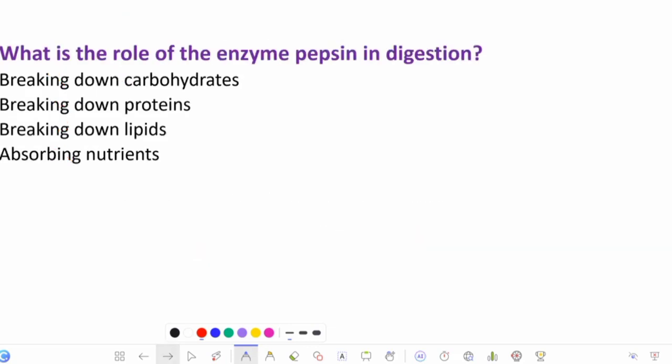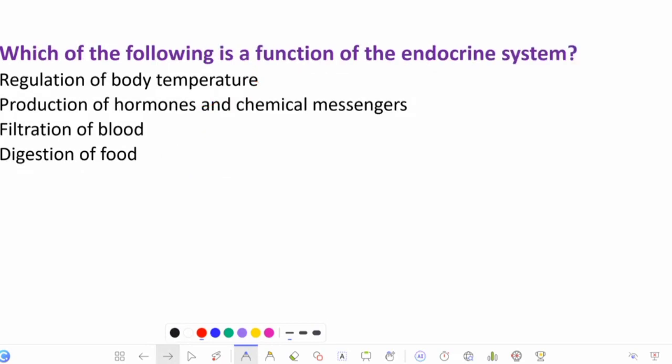What is the role of the enzyme pepsin in digestion? Pepsin is another enzyme which plays its role in digestion. The enzyme pepsin basically breaks down proteins. The correct option is protein. Carbohydrate is incorrect, lipid is incorrect, and absorbing nutrients is incorrect. Next one, which of the following is a function of the endocrine system?